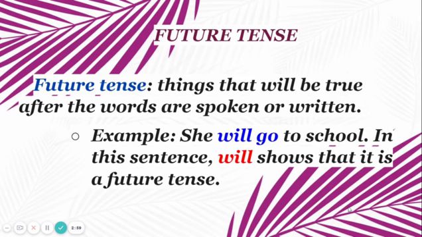Likewise, you can put your own examples. In present, what we have seen, present means she goes. Goes denotes the happening. But in past, we have seen went. She has already gone to school, right? So it denotes the words that happened before. But in future tense, it will be true after the words are spoken or written. So will go to school refers to future tense. She will go to school.